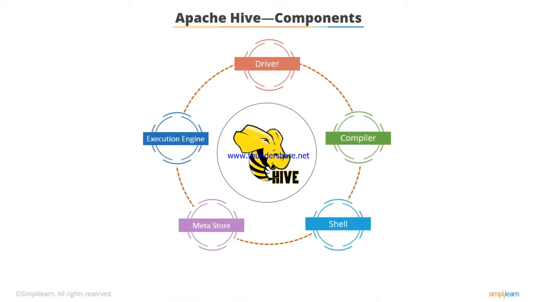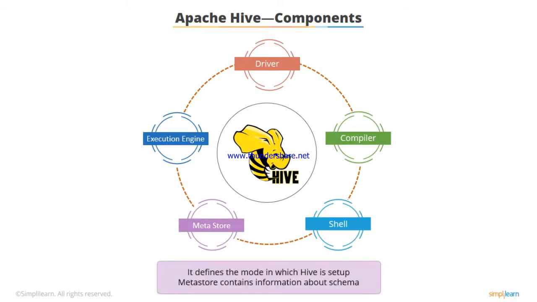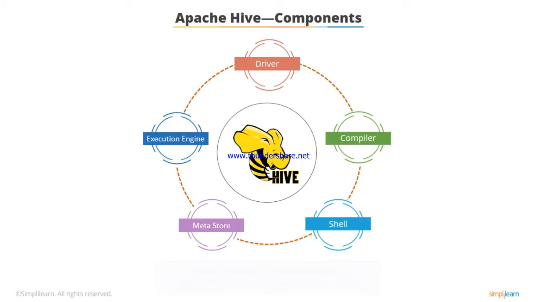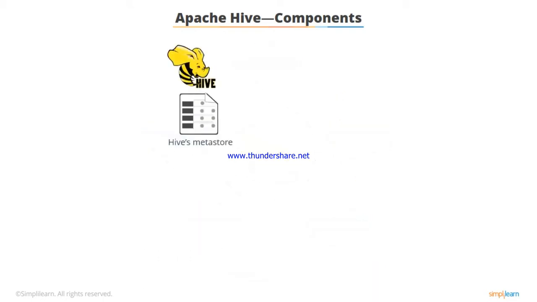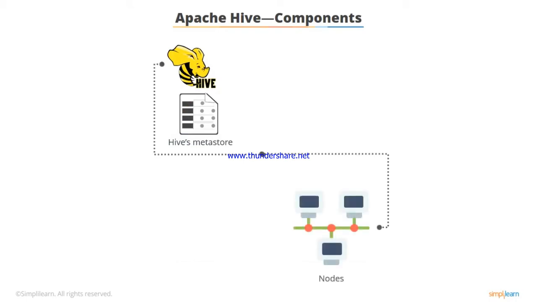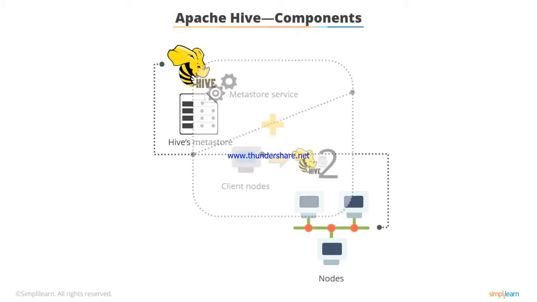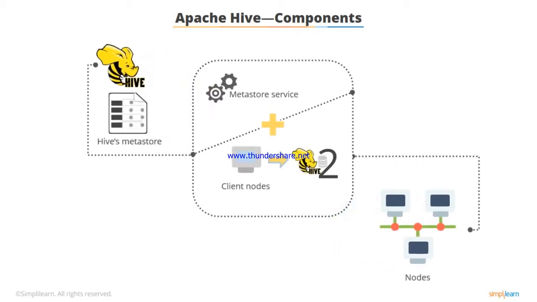Metastore is the most critical component of Hive. It defines the mode in which Hive is set up. Metastore contains information about schema. Basically, the information includes metadata about data such as object definitions and how they are mapped to data which resides on HDFS or on a local file system. Later in this lesson, we will learn how Metastore governs the setup of Hive. Hive's Metastore can be accessed from other nodes through the Metastore service or from client nodes through the HiveServer2 service, provided these services have been started and provide access to the Metastore.